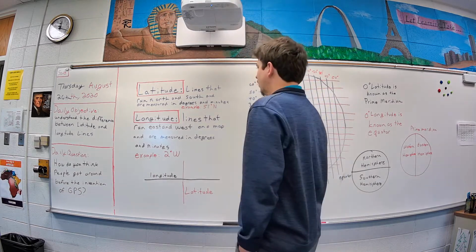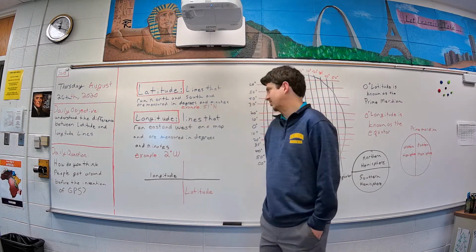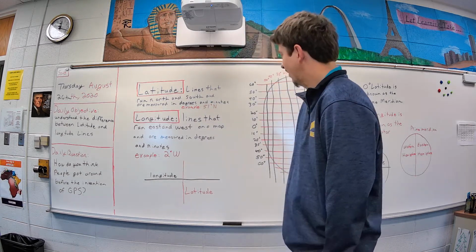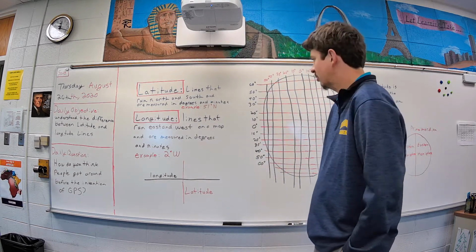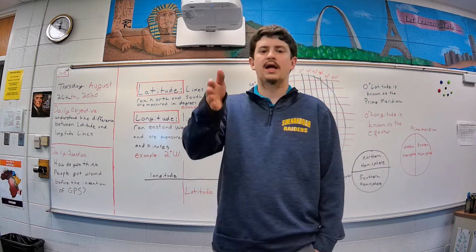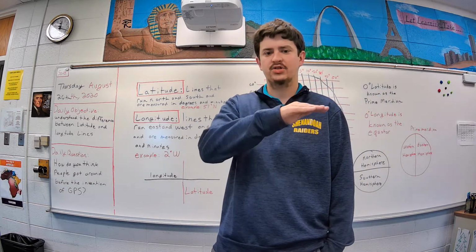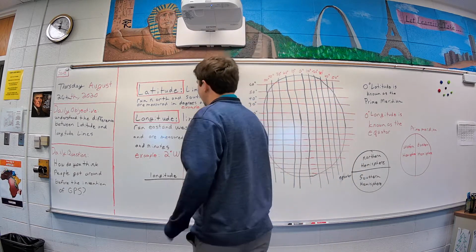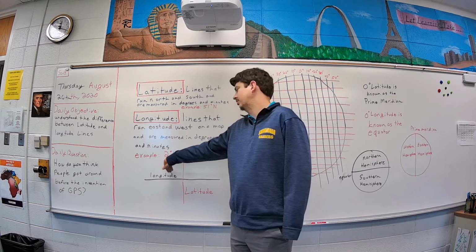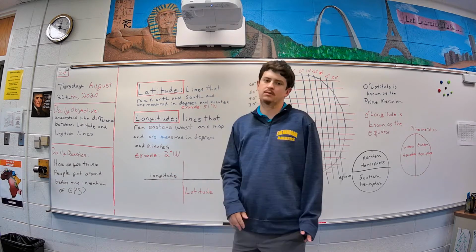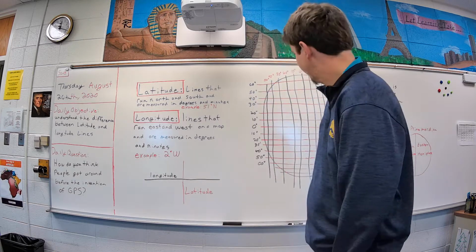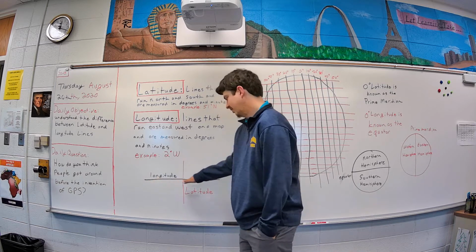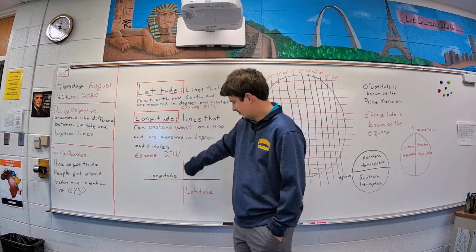The second one is longitude, and longitude is lines that run east and west on a map. They're measured in degrees and minutes. So latitude goes up and down, longitude goes side to side. And again, it's measured in degrees and minutes, and you might see that written as 2 degrees west. To give you a visual, longitude going this way, latitude going this way.